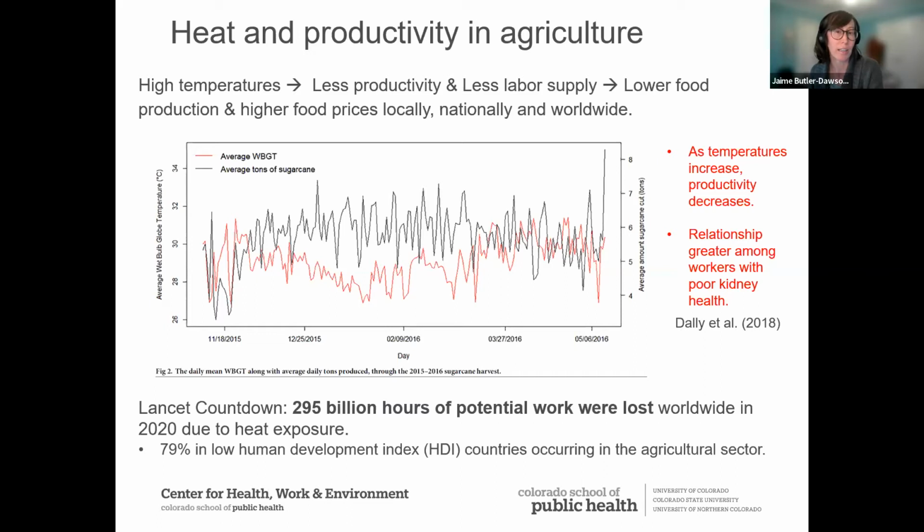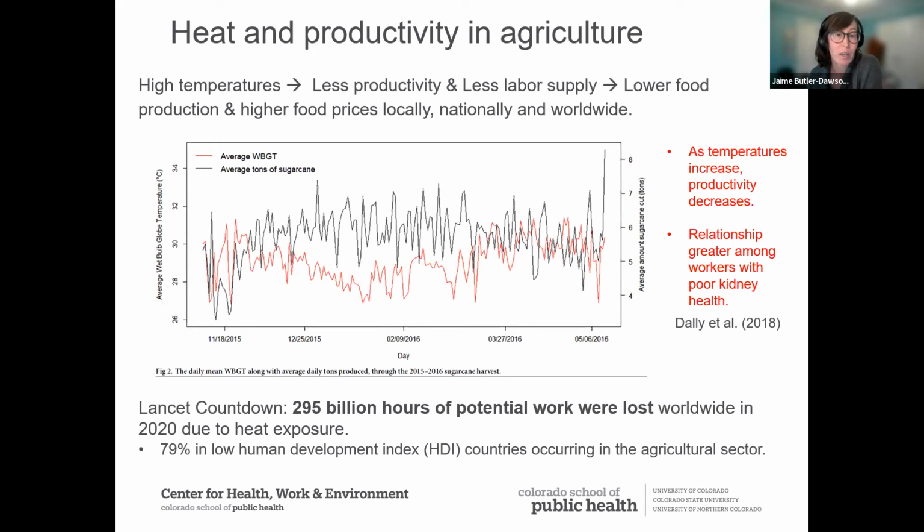I'll go into that in a couple slides, but this is just a figure from a paper that our team published at the center, showing how heat could affect productivity. So on the y-axis is average wet bulb globe temperature, shown in red here. And that just is a measure of how hot it feels. So it takes into account the heat, temperature, wind speed, radiation. But this shows that as these temperatures rise, productivity decreases.